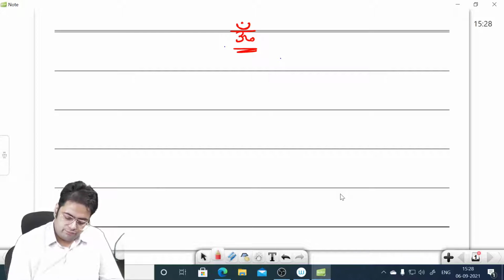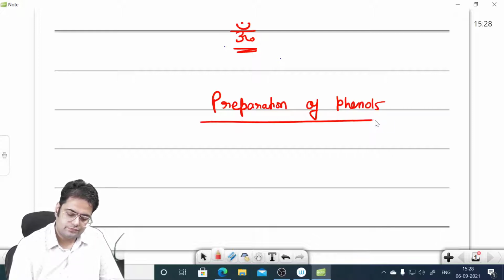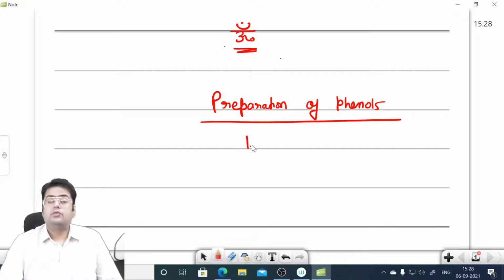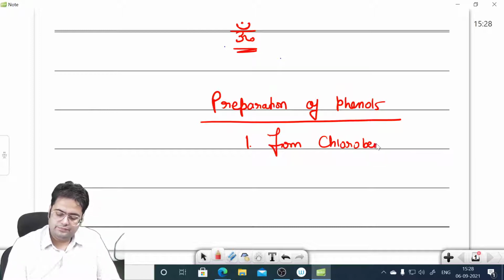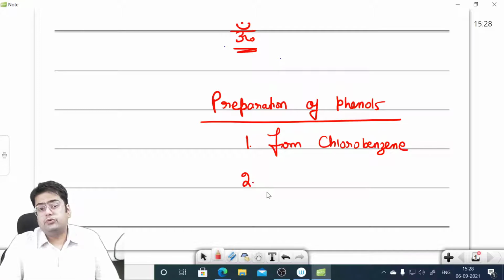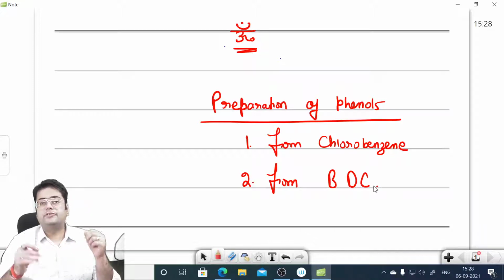So number one, from chlorobenzene. Today we are going to study preparation of phenols, and number one, from chlorobenzene. Number two, we will discuss from diazonium chloride. Benzene diazonium chloride can be abbreviated as BDC.